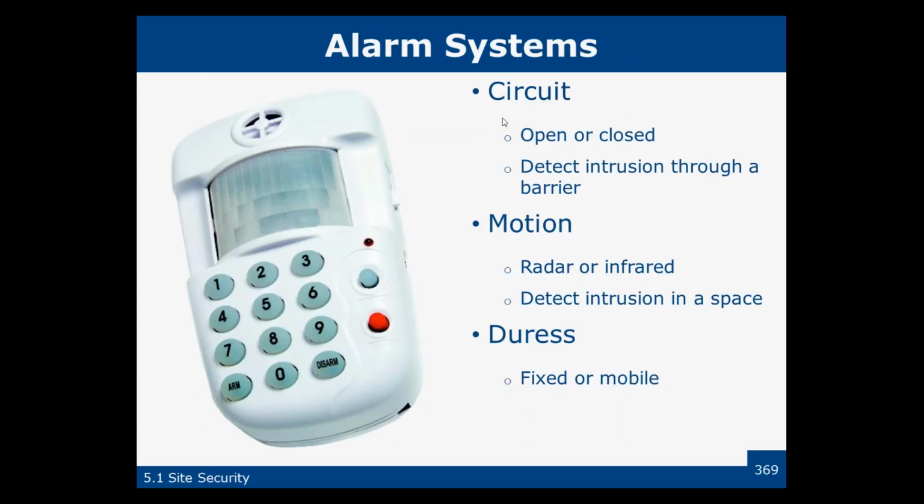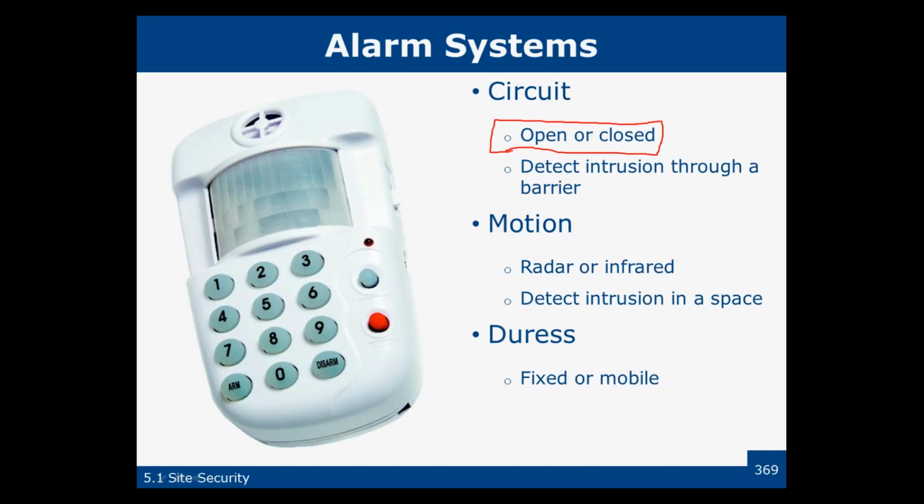Alarm systems, the circuit can be open or closed. It can detect intrusions through a barrier. There are a number of different ways that we can do these things. We can have motion detectors. We can have the circuit open or closed, kind of like a home system on the windows, which has the little sensors, and if you open the window and don't have the alarm turned off, it goes off or starts the alarm because you've broken the circuit to that device, or doors have the same thing.